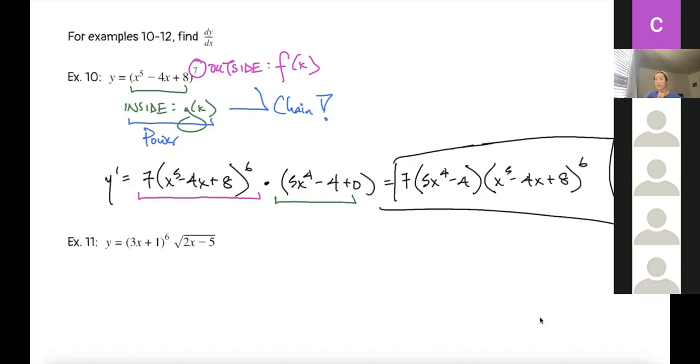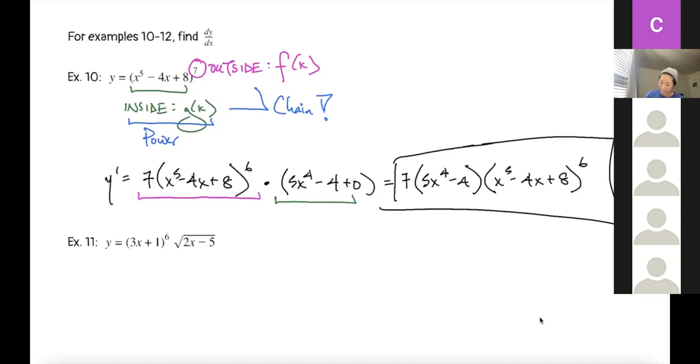I think one of the things that actually is a little harder right now is I don't always know if people need to see that 0. So I'm going to continue writing it for a little bit longer, just so that when people go back and study, they're like, oh yeah, the derivative of 8 is 0. Okay, but you don't have to write that.